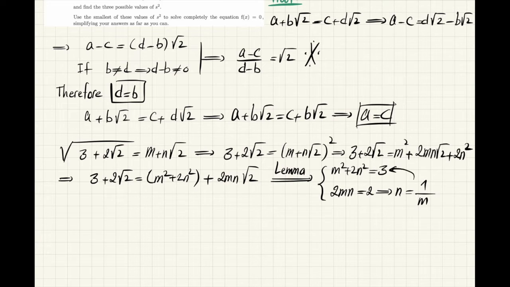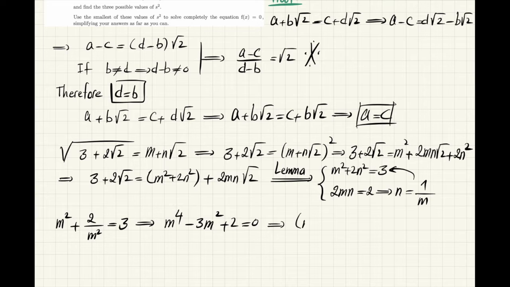Then I can plug it here. I will get m squared plus 2m over m squared is equal to 3. I multiply both sides by m squared, so it becomes m to the 4, and then I bring this to the left, it becomes m to the 4 minus 3m squared plus 2 equals 0. And then I can simply factorize this to m squared minus 1, m squared minus 2, equals 0.